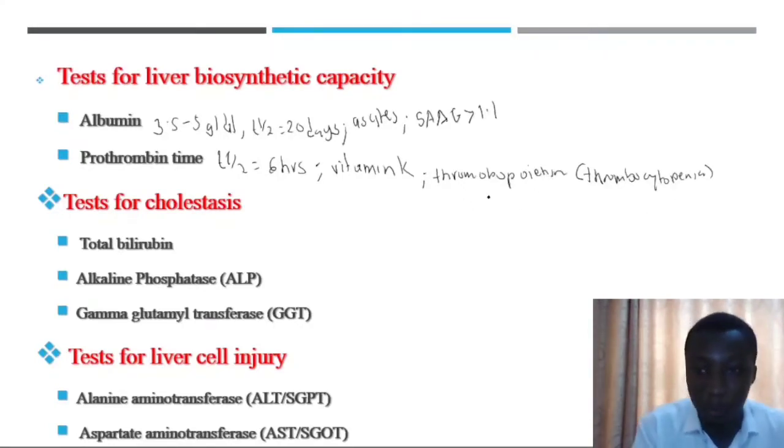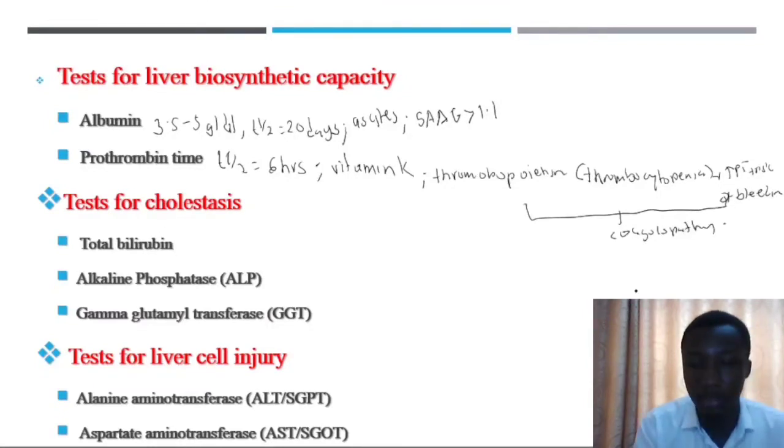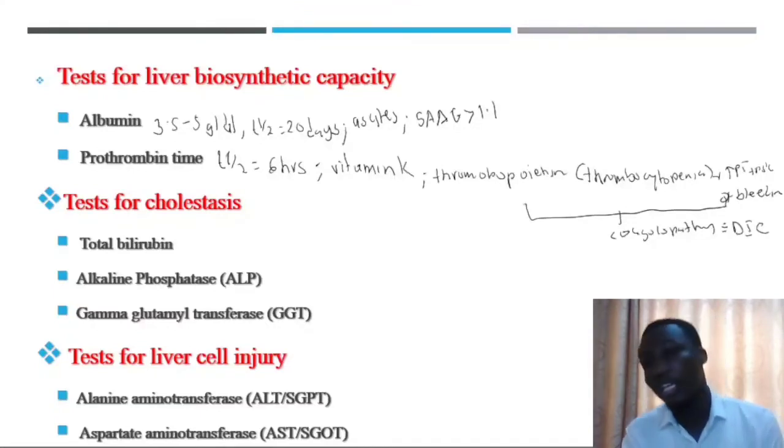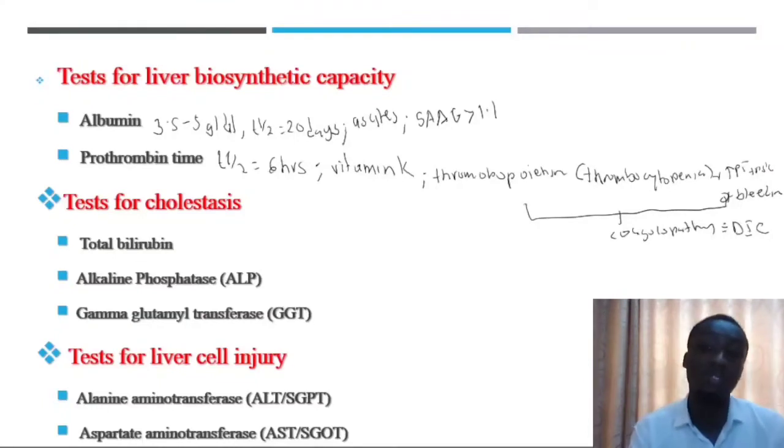Now, if you have thrombocytopenia together with increased prothrombin time, and the patient has a risk of bleeding, these three will combine together to form what we call a coagulopathy. A coagulopathy here is somehow similar to DIC, disseminated intravascular coagulation. So you want to distinguish if the patient is actually suffering from a liver condition, or if the condition the patient is presenting with is actually DIC.